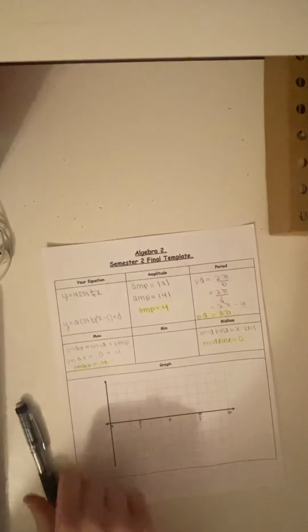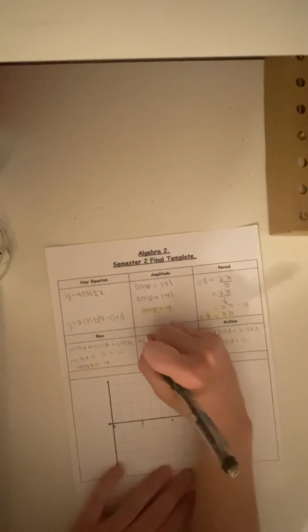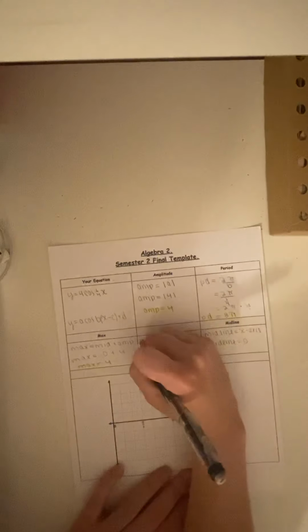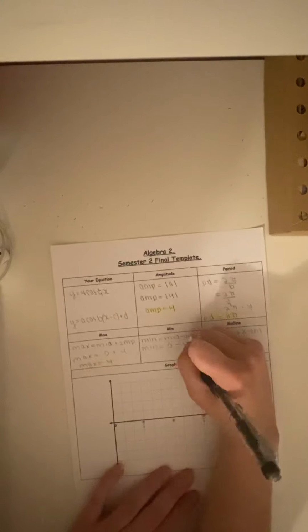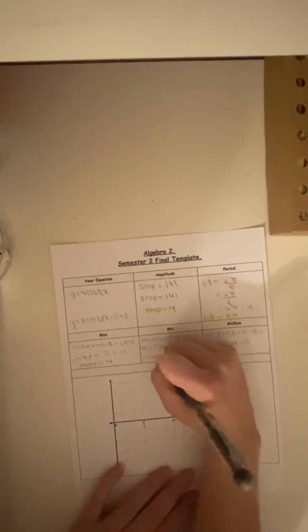And then from there, we find the minimum, which means the lowest value on the graph. So min is now going to be the midline minus the amplitude. So you get min equals 0 minus 4, so the minimum is going to be -4.